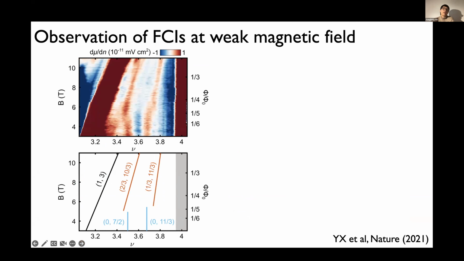What you see is that as soon as the magnetic field reaches 5 or 6 Tesla, all these vertical features that you saw in the previous slide actually disappear, and instead they are replaced by all these slopey features. But if you try to fit the slope, it's not quite an integer, and instead it takes the value of 2/3 and 1/3. And remember what I told you before, if you see a fractional slope, it means that you see a fractional Chern insulator.